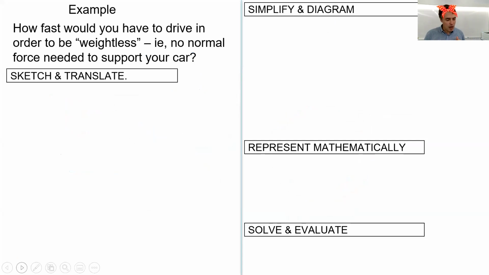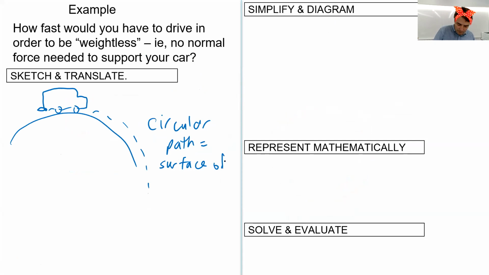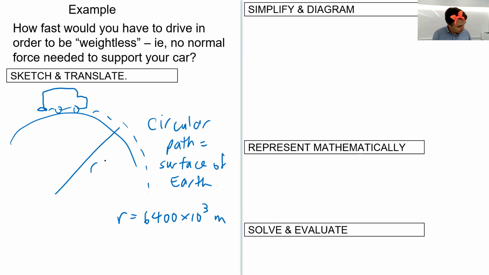How fast would you have to drive in order to be weightless, i.e. no normal force needed to support your car? So here is the Earth, here is your car, and the circular path is going around the surface of the Earth. The radius is 6,400 times 10 to the 3 meters, 6,400 kilometers. That's your R. And you've got some force of gravity.